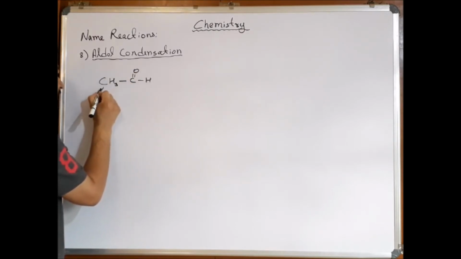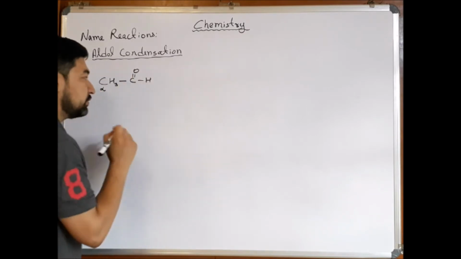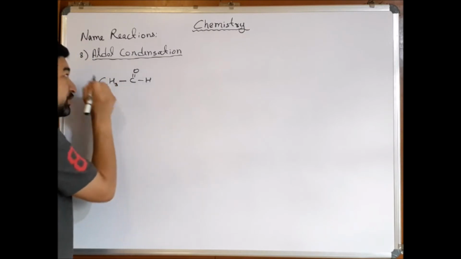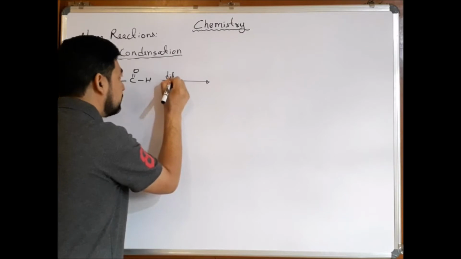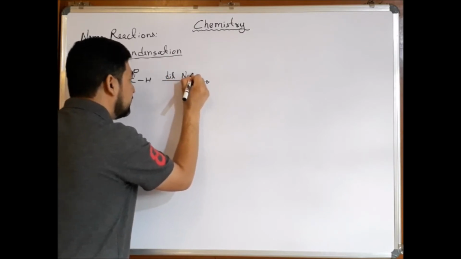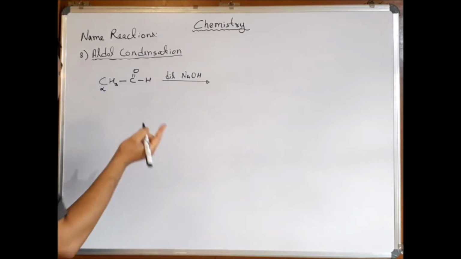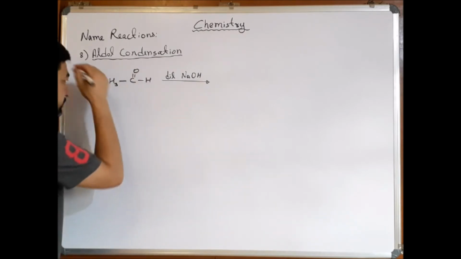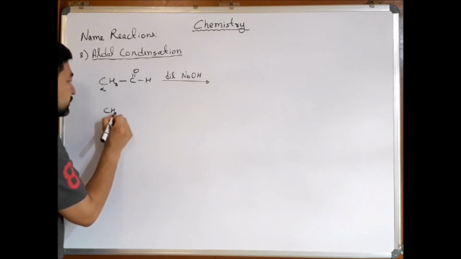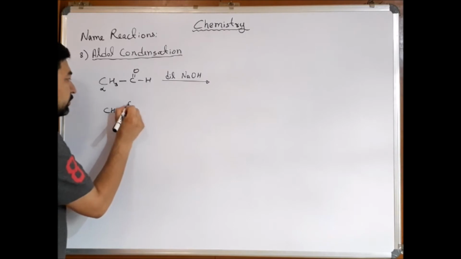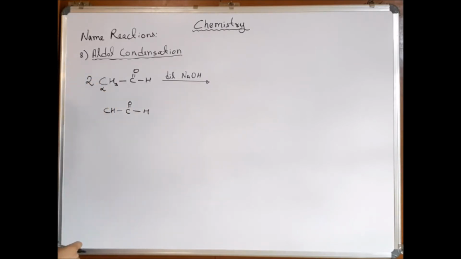So this carbon is your alpha carbon, and it has hydrogen. Aldehydes or ketones which have at least one alpha hydrogen, in the presence of dilute alkali, meaning you can use NaOH, undergo a self-condensation reaction. So you have to write CH3 C double bond O H, two molecules.